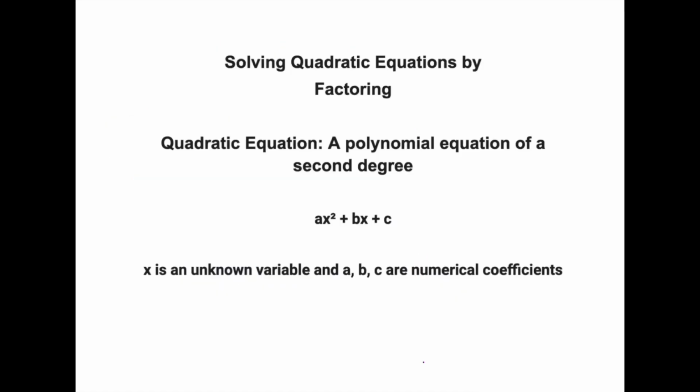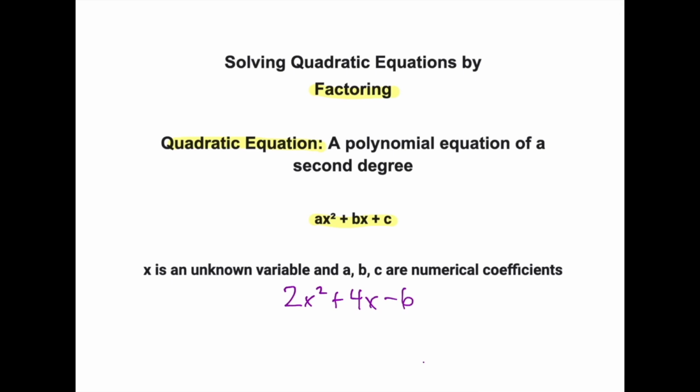In this video, we're going to solve quadratic equations by doing something called factoring. A quadratic equation is a polynomial equation of a second degree. It looks like the following: ax squared plus bx plus c. X is the unknown variable, and a, b, and c are numerical coefficients. So you might have something like this: 2x squared plus 4x minus 6.